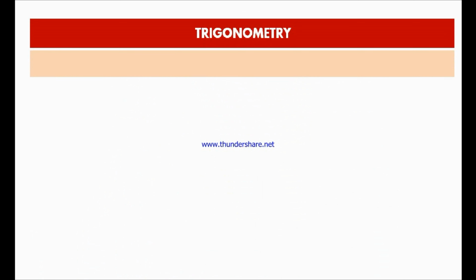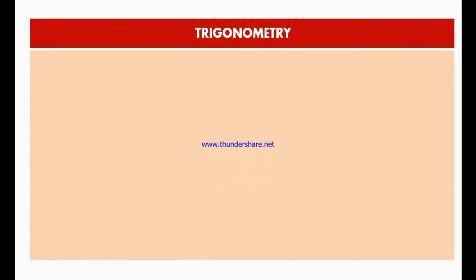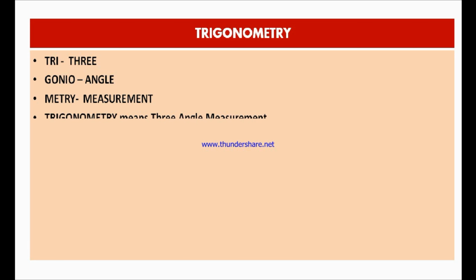Now let us see how the word trigonometry is derived. The word trigonometry is derived from three Greek words. One is tri, tri means three, and gonio, gonio means an angle, and metri, metri means a measurement. Therefore, trigonometry means three angle measurement.